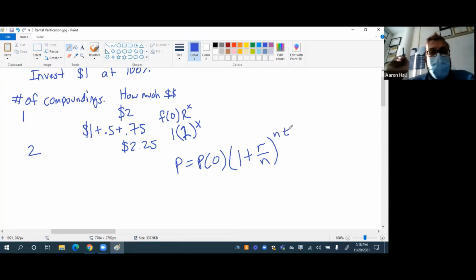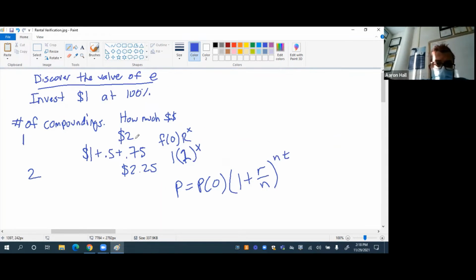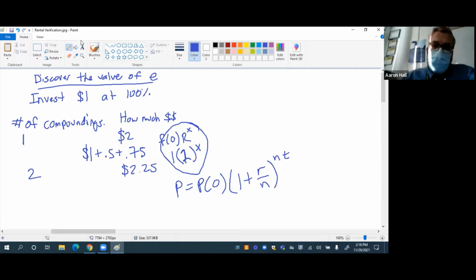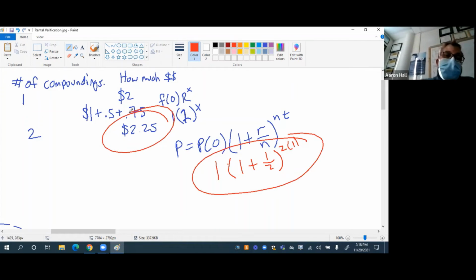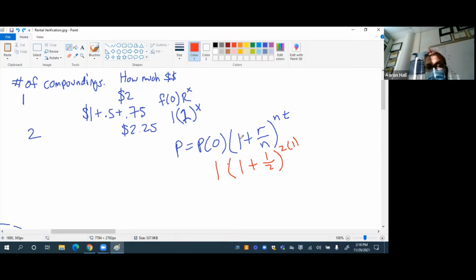This is our equation. Now, I used r up here as 2, but r really is 100%. So I'm just going to throw in our values. Let's make sure that this equation still gives us the same answer. We have $1 times 1 plus r, our rate of 100%, over the number of times we're compounding, which is 2, to the power of 2 times 1. We're just doing this for 1 year. Does this still give us the same number, 2.25? Does anybody have a calculator?